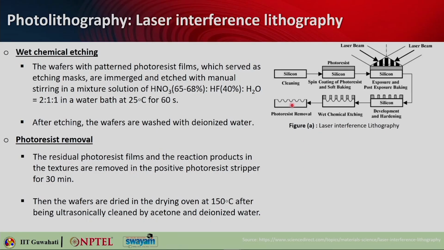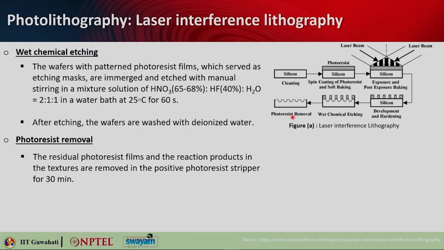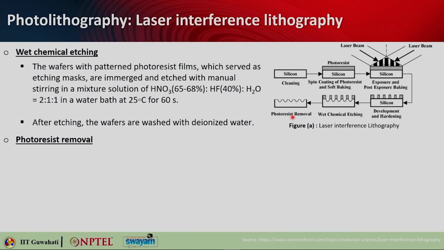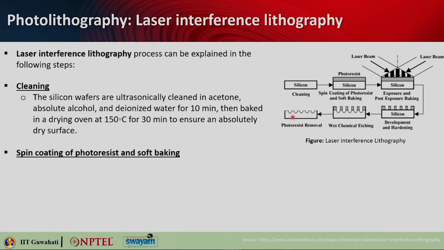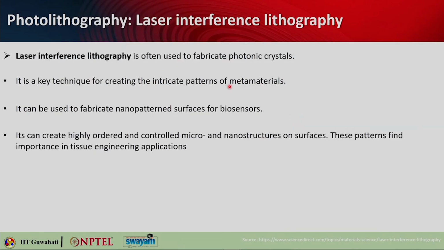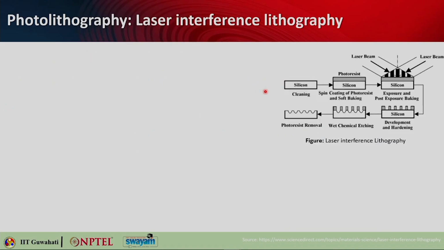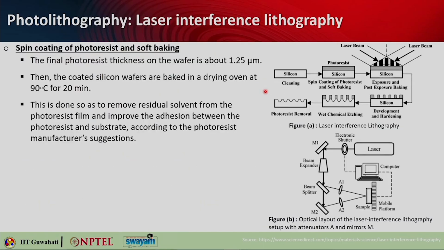And then finally, you have got a patterned silicon wafer, and this wafer is then dried in the drying oven, with the temperature set to around 150 degrees centigrade, and this is done after it is ultrasonically cleaned by acetone and deionized water. So, this is how you get the final patterned substrate. This is very useful, as I mentioned, for photonic crystal structures and also for metamaterials. So, this is very useful in our case.